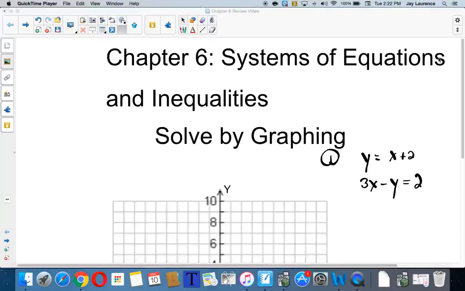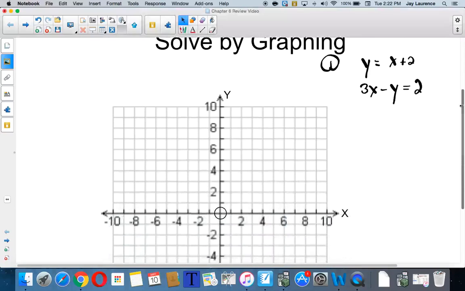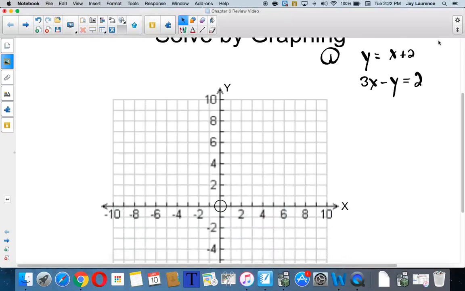All right, first of all, Chapter 6 is all about solving systems of equations and inequalities. First thing I'm going to do is solve by graphing. So I've got two equations here, and if I want to solve them by graphing, they're linear equations. I'm trying to find out the place where the two lines cross.